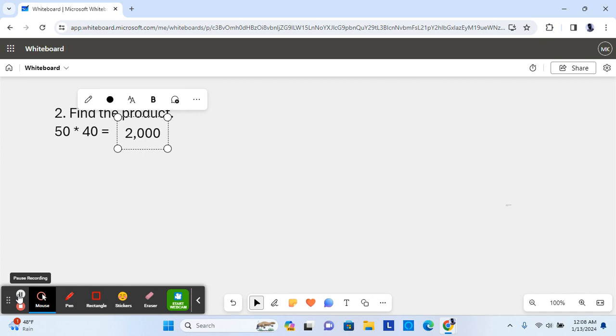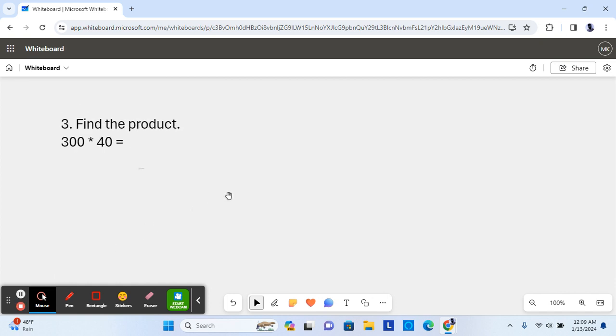Let's move on to the last question. So for the last question, we have to find the product of 300 times 40. So just do what we did before. Multiply 3 and 4 normally, like there's no zeros at the end. That gives you 12. And there are 1, 2, 3 zeros in this entire equation. So you have to add 3 zeros to the end of 12. And that gives you 12,000 as your answer.